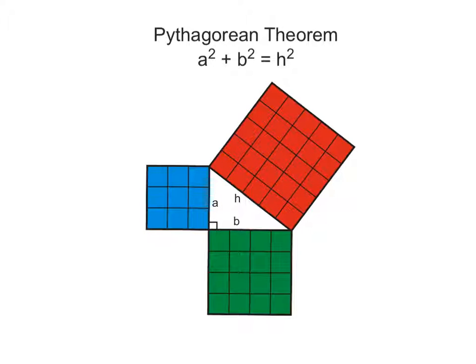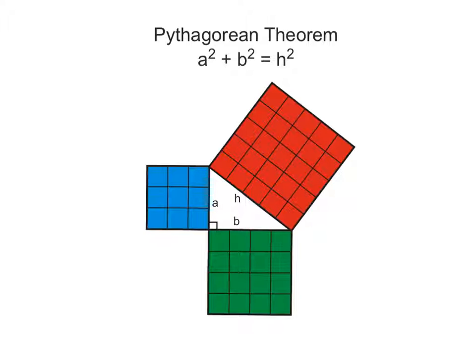The Pythagorean theorem applies to all right-angled triangles. It tells us that if we square the side length A and add that to the square of the side length B, that will equal the square of the side length H. In this triangle, side A and B are called the legs, and side H is called the hypotenuse.